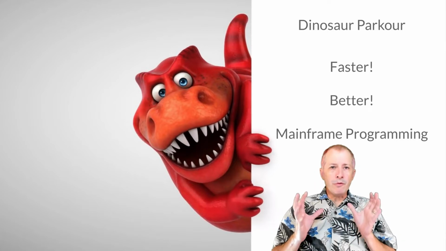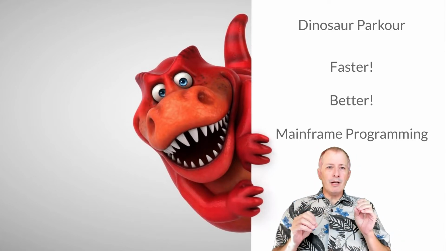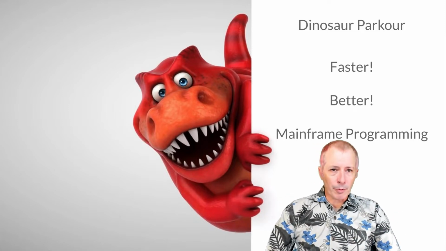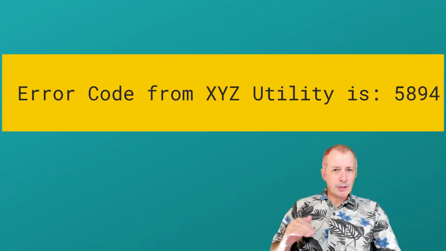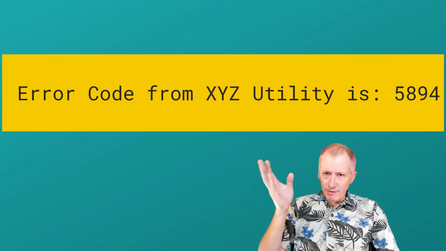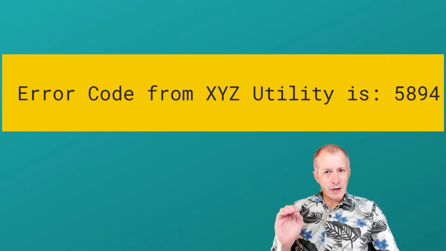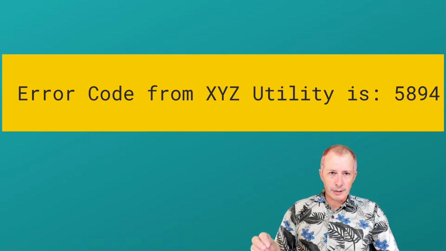Have you ever found yourself wanting to show the displayable hex values for a series of byte data from a COBOL program? Here's an example. Error code from XYZ's utility is 5894. 5894 was not in the list of the errors for the XYZ's utility.